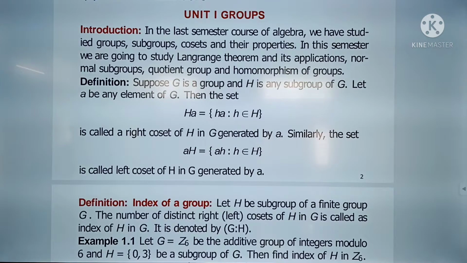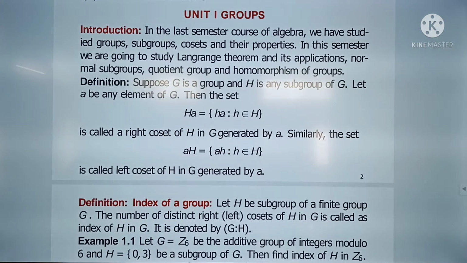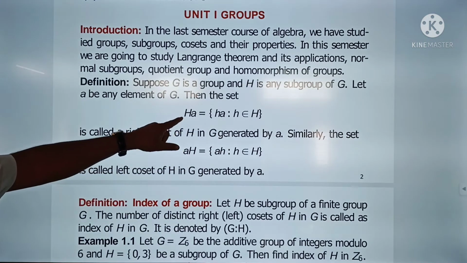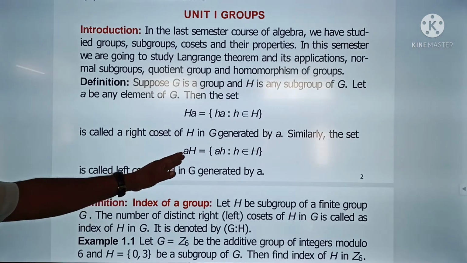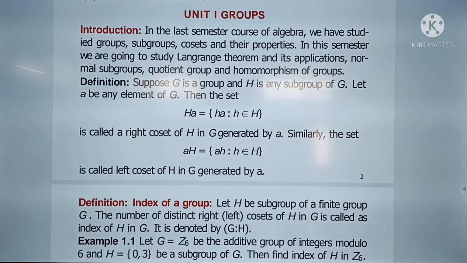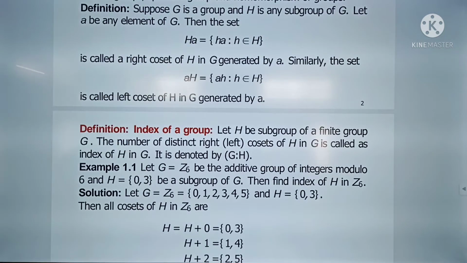G, and let a be an element of G. Then the set Ha, which contains the elements of the type ha such that h is from the set H, is called the right quotient of H in G generated by this element a. Similarly, this is called the left quotient of H in G. So this is the right and this is the left quotient.